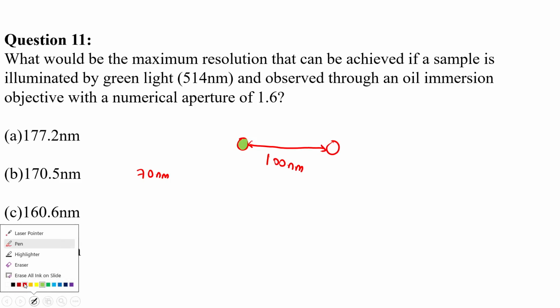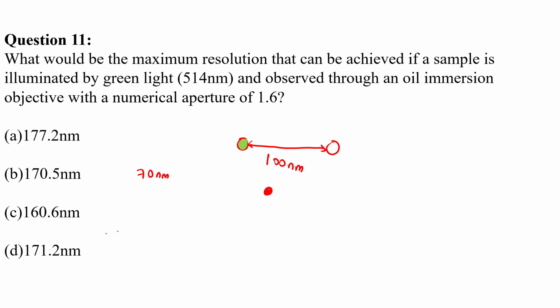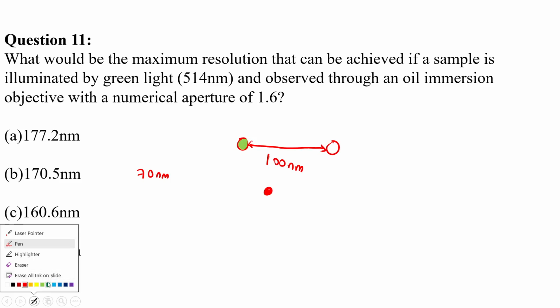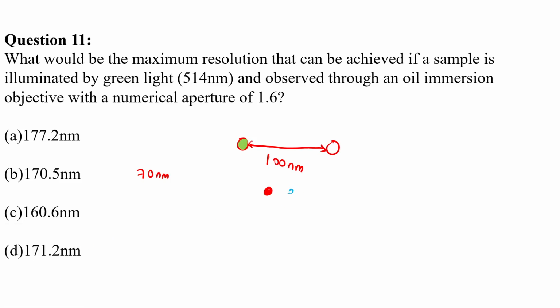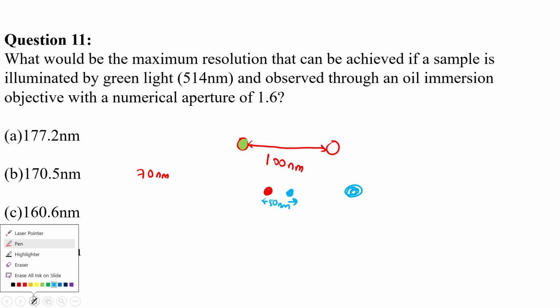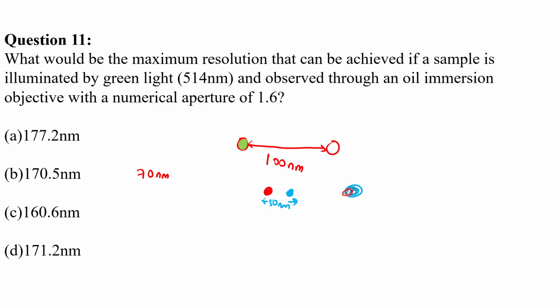But when we have particles separated, let's say a red particle here and a blue particle here, which are separated by 50 nanometer now, then what will happen? Since my resolution is 70 nanometer, I won't be able to see these two as separate points. I'll see both of them merged together. I won't be able to distinguish between the red point and the blue point separately.